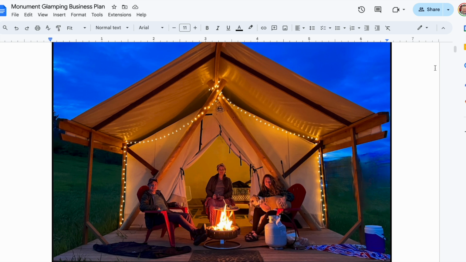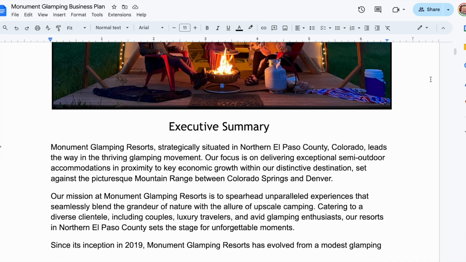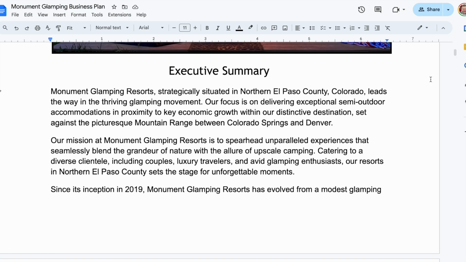And they spent the weekend there, and we got to know each other a bit, and they had a great time. So even though there's towels on the deck and the propane tank, and I had to blur out my neighbor's yard in the back on the right, it still captured the mood of what I want Monument Glamping to become. I'm going to go ahead and read the executive summary to you and just point some things out.